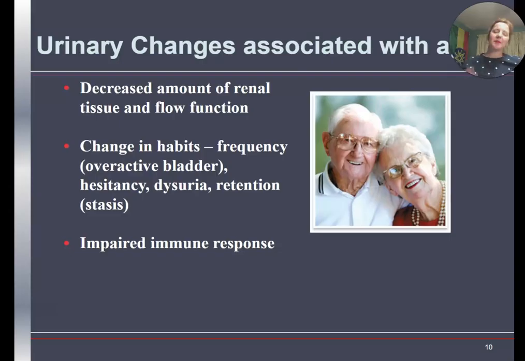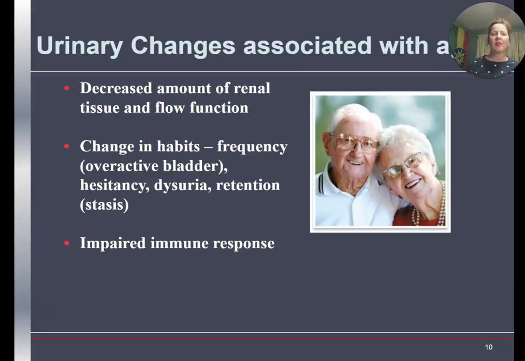Urinary changes associated with aging. I told you about the BUN, how it changes with old age, especially over 90, like my mother. They're going to have a decreased amount of renal tissue because you actually start to lose tissue all over the place. And flow function is not as good. The change of their habits, like they might end up having a lot of overactive bladder issues where they're going constantly. It's like their brain is always telling them they have to go, even with just like 50 mils in their bladder. They might also deal with things like retention because of that BPH, or things are not working. The flow is not coming.